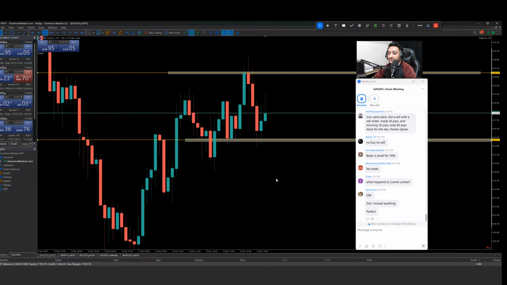What app is that for drawing candles, bro? It's a function of Zoom. Yeah, just waiting. Look at the volume in NY. It's not showing volume properly.